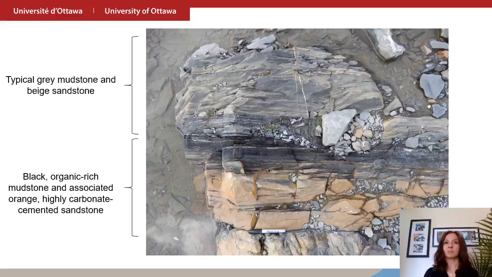These organic-rich sandstone beds are visually quite distinct from typical slope sandstones and mudstones, which are light beige and light gray respectively, as you can see in the top of this image. Organic-rich sandstone beds are more common in the succession than organic-rich mudstone beds.